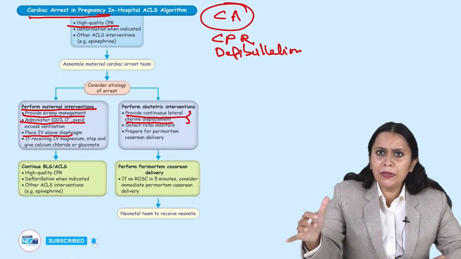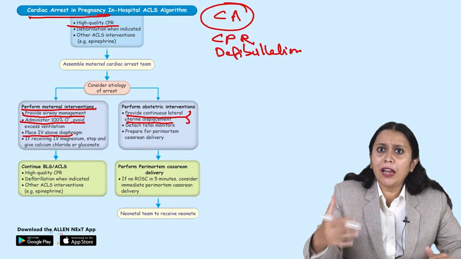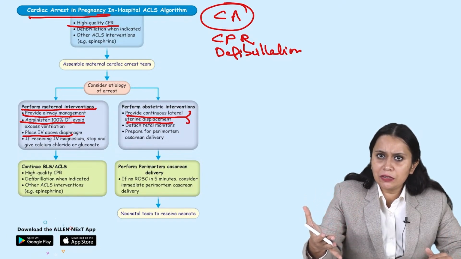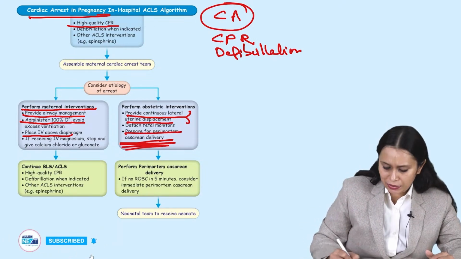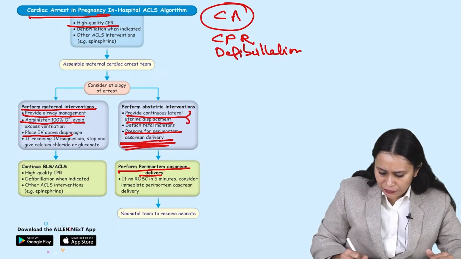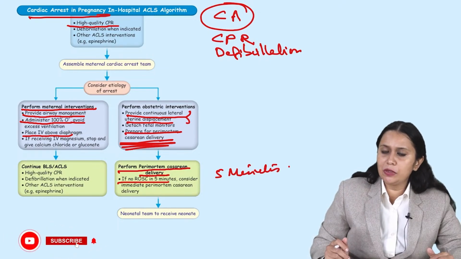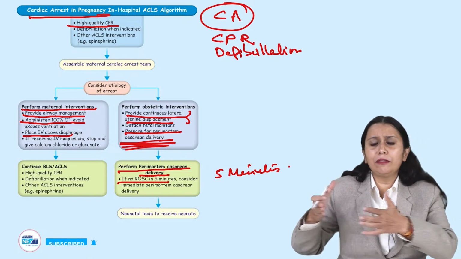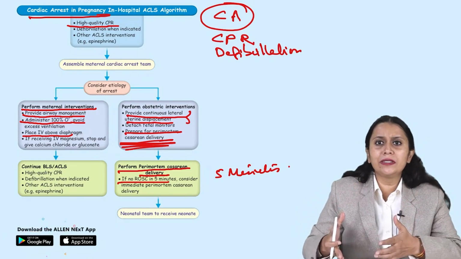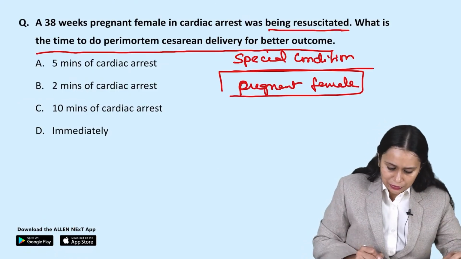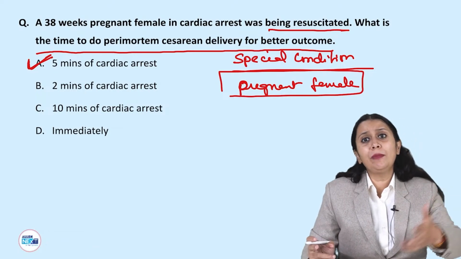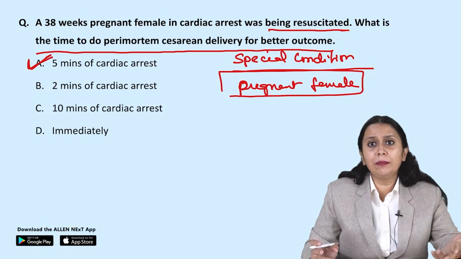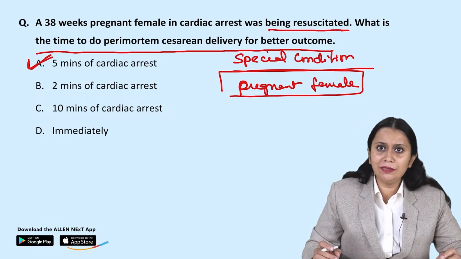And you do the CPR for, let's say, 5 minutes. In 5 minutes, if return of spontaneous circulation has not happened, we plan for perimortem cesarean delivery. So immediate perimortem cesarean delivery has to be done if ROSC is not achieved in 5 minutes. If we separate the fetus from the mother, the chance of successful resuscitation improves. So the answer is 5 minutes of cardiac arrest. When a pregnant lady goes into cardiac arrest, we start preparing for perimortem cesarean delivery, and within 5 minutes we try to perform it.